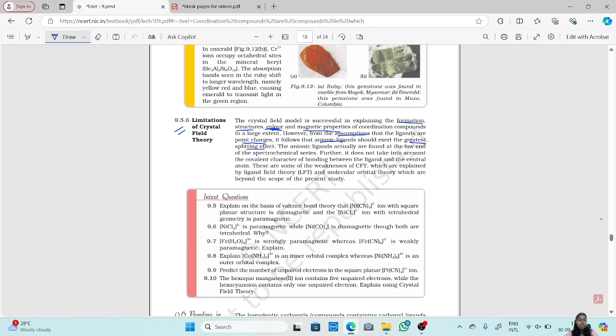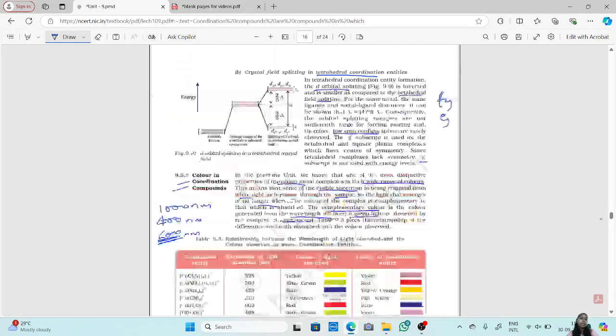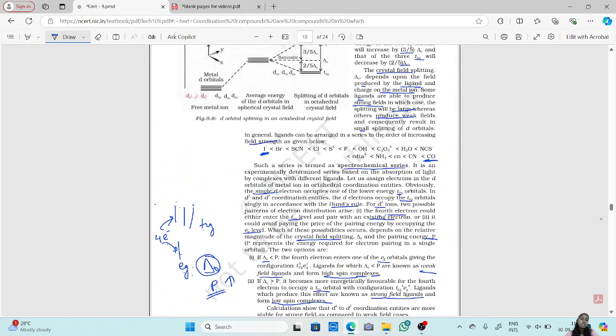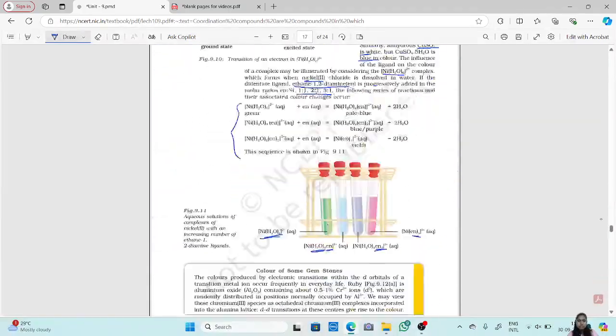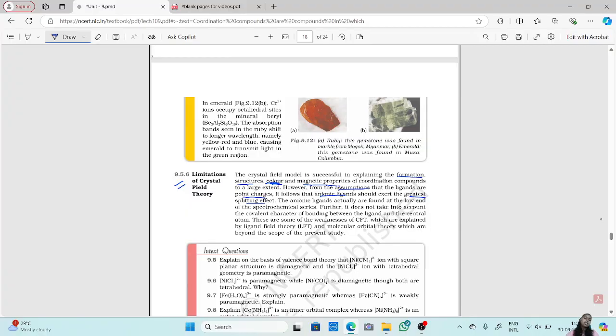If we state that the ligands are point charges, then the anionic ligands should show a greater splitting effect. But when we see the spectrochemical series, the anions, that is iodide, bromide, SCN-, these are all anions with minus charges, right? Now, all these anions are placed at the lower energy end of the spectrochemical series. So the point charge model and the spectrochemical series don't complement each other.